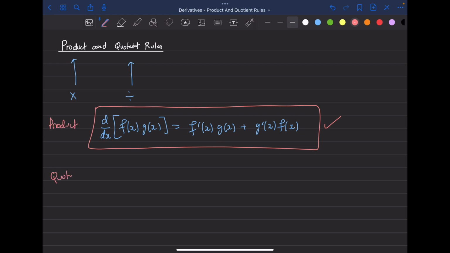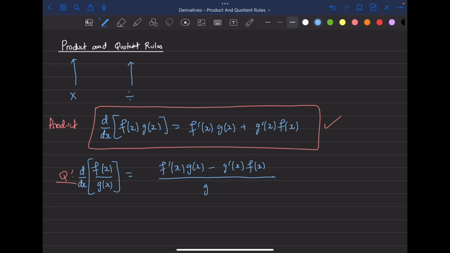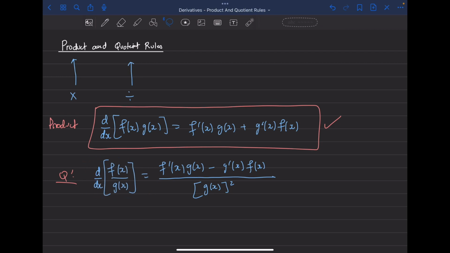For the quotient rule, it's pretty similar, but if you have two functions being divided by each other, so f of x over g of x, and you wanted to find the derivative of the entire thing, so the derivative with respect to x of that, this would be f prime of x times g of x minus g prime of x times f of x, all over g of x squared. Once again, this is probably even more difficult than the product rule because there are more things to memorize and it's a bit longer as well, but you kind of have to because there's no other way around it.